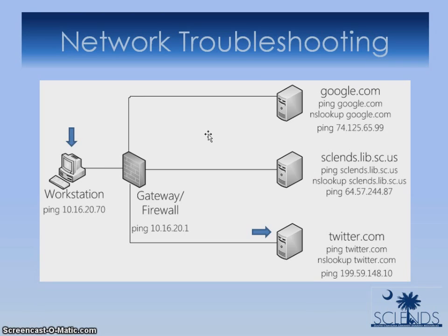And that's the end of the network troubleshooting unit. Next up, we'll be looking at downloading and installing the Evergreen staff client.